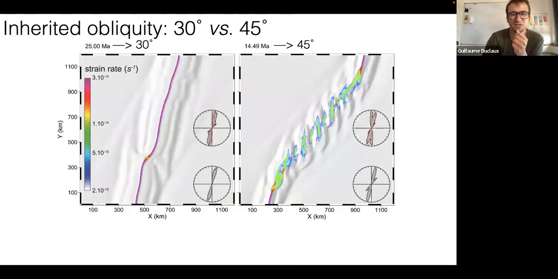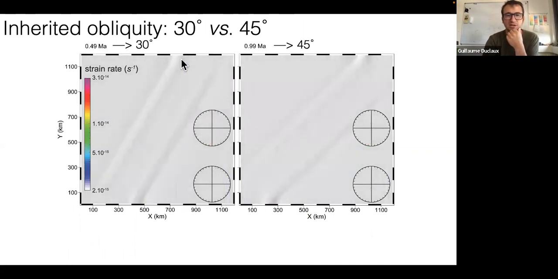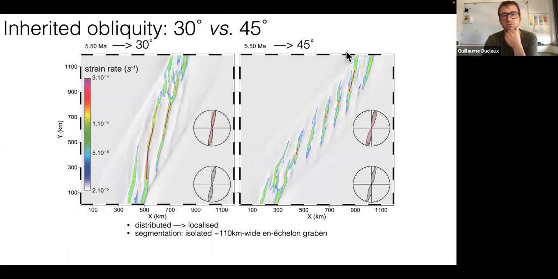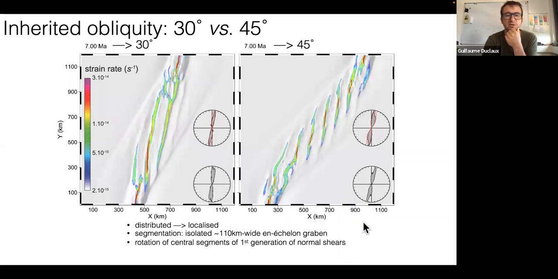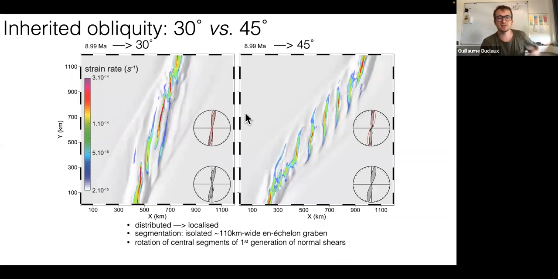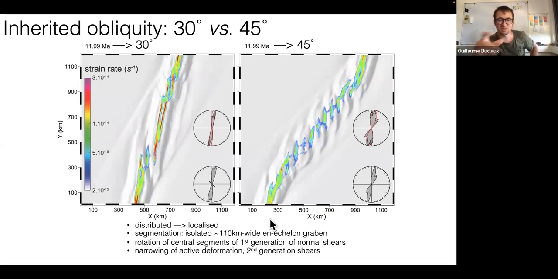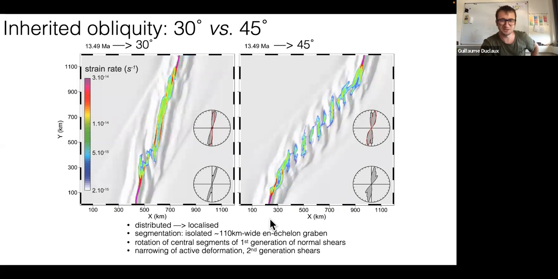And what you see here is a model where, I don't remember, it's a video, okay. So just let the movie play. You've got two models. This one has a 30-degree obliquity, relatively low obliquity here. This one has a 45-degree obliquity. We start with this distributed deformation. I let it play and I'll come back to it in a second.